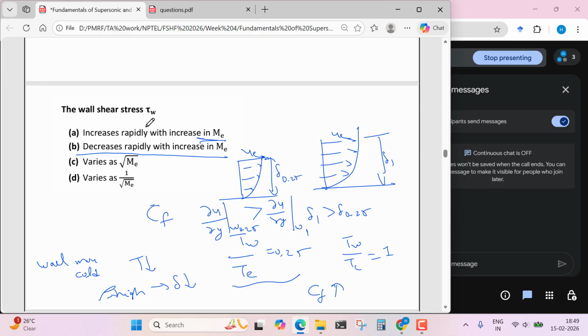Next is wall shear stress tau W. With increase in ME, it increases rapidly, decreases rapidly, or varies as 1 upon under root ME. So what happens to wall shear stress when Mach number increases? There are two different things, CF and tau W. We'll see both of these.